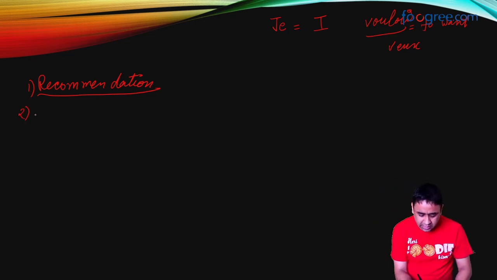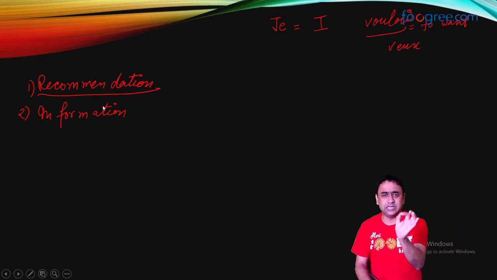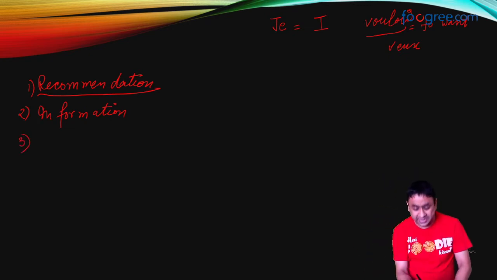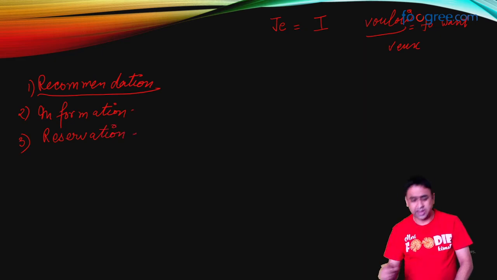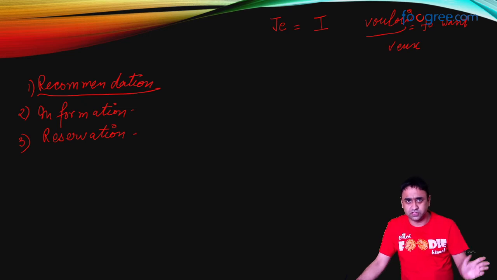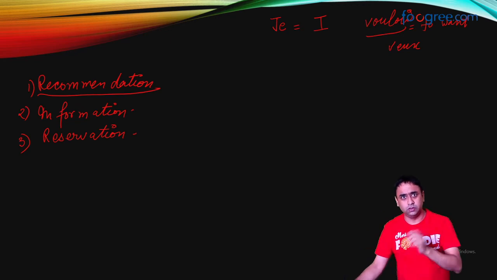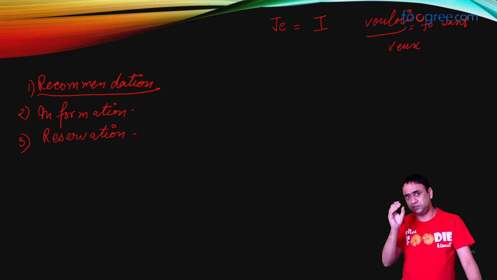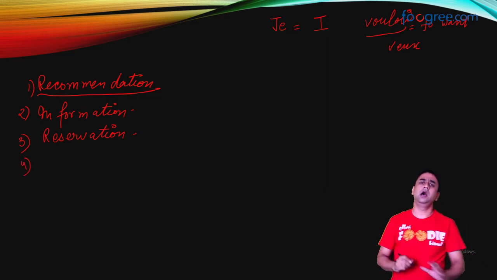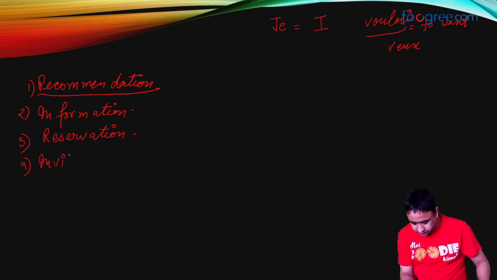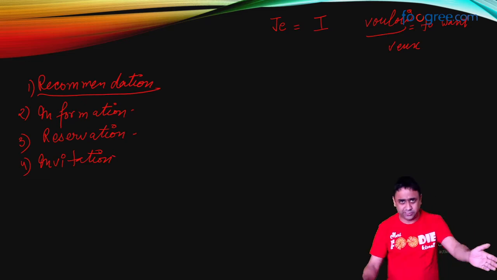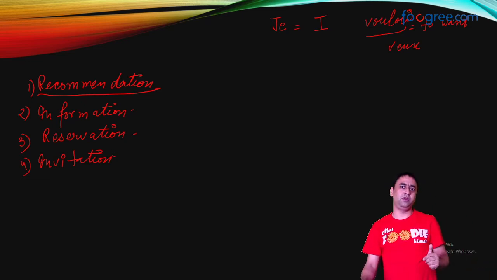Next, I can take information in English. Same way in French we call it information. The third word that we can take is reservation, and in French we call it, can you tell me Shiva, how to speak reservation in French? Yes, he said réservation. So simple, réservation, information, recommandation. So this is how we can speak these words in French. Let us take one more example, that is invitation. How to speak in French? Invitation. Very good.